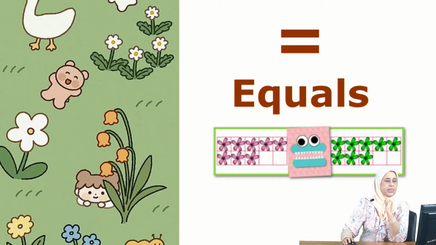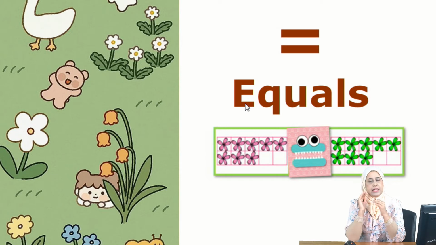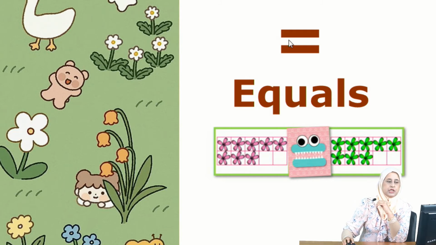And the next one, equal. Student, in mathematics, equal is very important. When you go to minus, plus, divide, or multiply, you must come to this equal. Equal is important in mathematics, okay? This is two lines, the short 1 and 2. We say equal. Teacher will spell it.